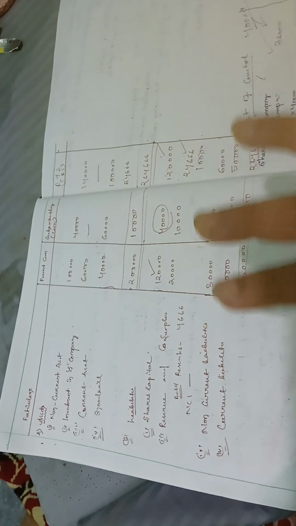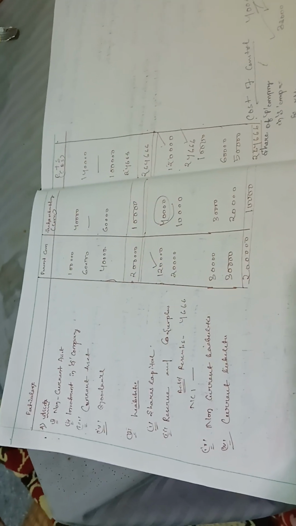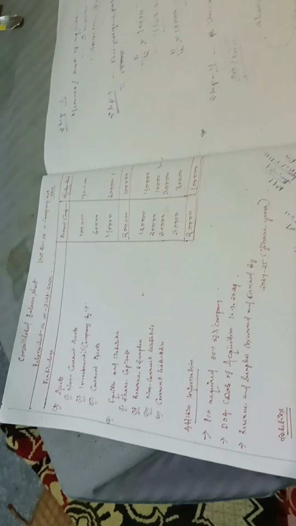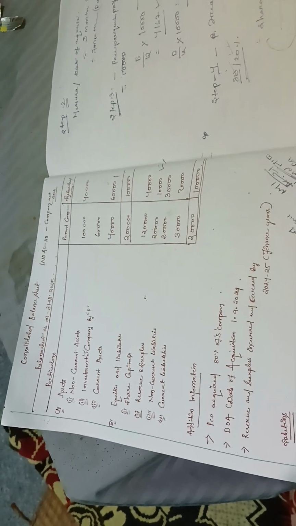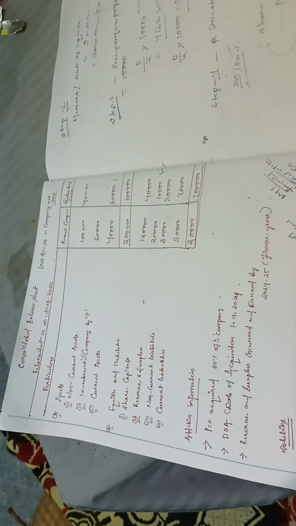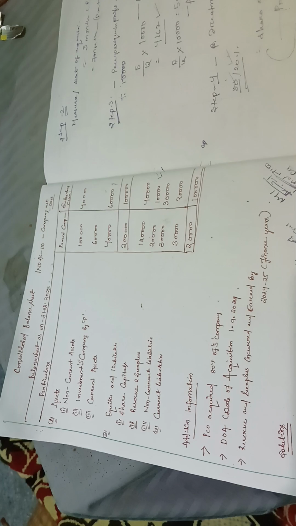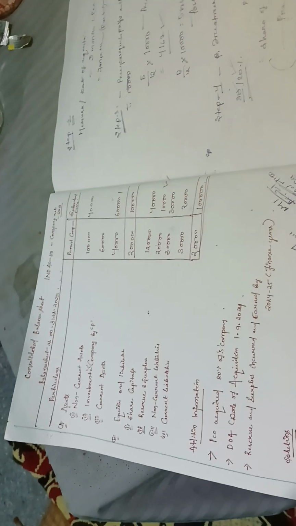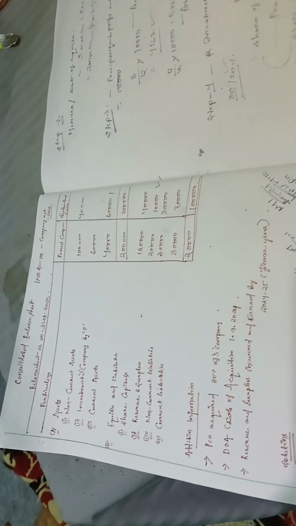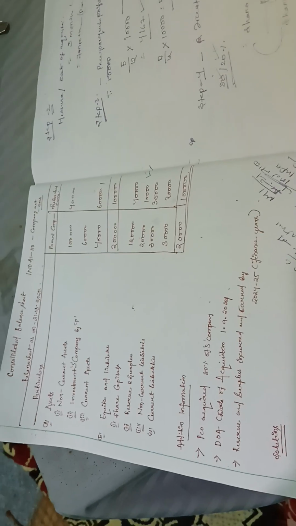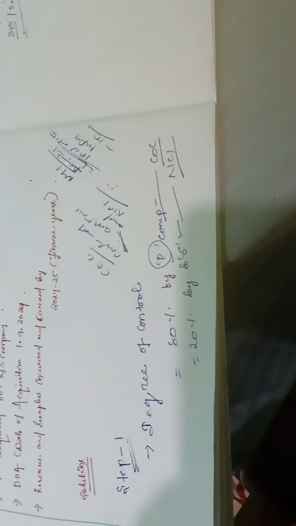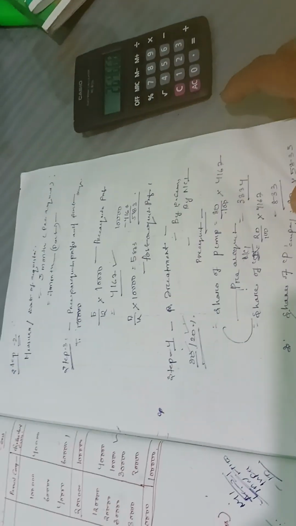This is the consolidated balance sheet. And this is the general balance sheet, meaning without consolidation. Whatever Ind AS 110, IFRS 10, accounting standard AS 21 is telling us to consolidate the balance sheet, after consolidation this becomes the form. It is the process to consolidate the balance sheet.